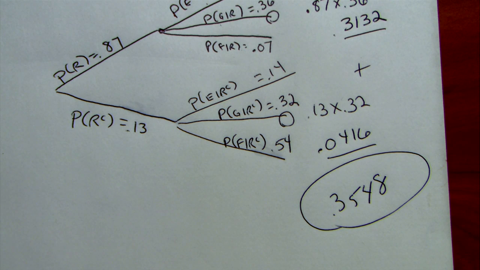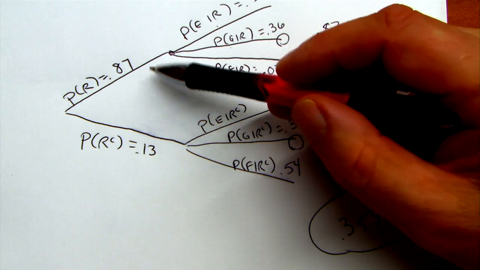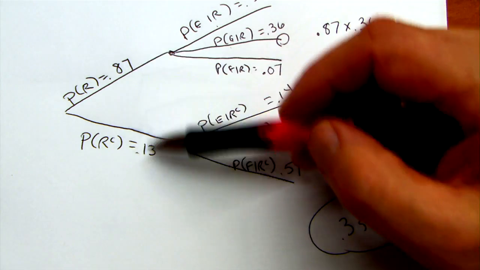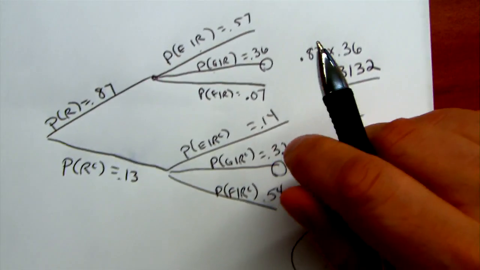Okay? So the key with this one, and this is why I want to do this one, is you need to determine what goes first on the tree. Because you're thinking, hey, they rate excellent, good, or fair first, so shouldn't that happen first on the tree? Well, even though that's chronologically what they do first, the way the probabilities were given, it says the probability of returning overall is 87%. So that's not a conditional probability. That has to be the first branch. All the other probabilities were given as conditional.